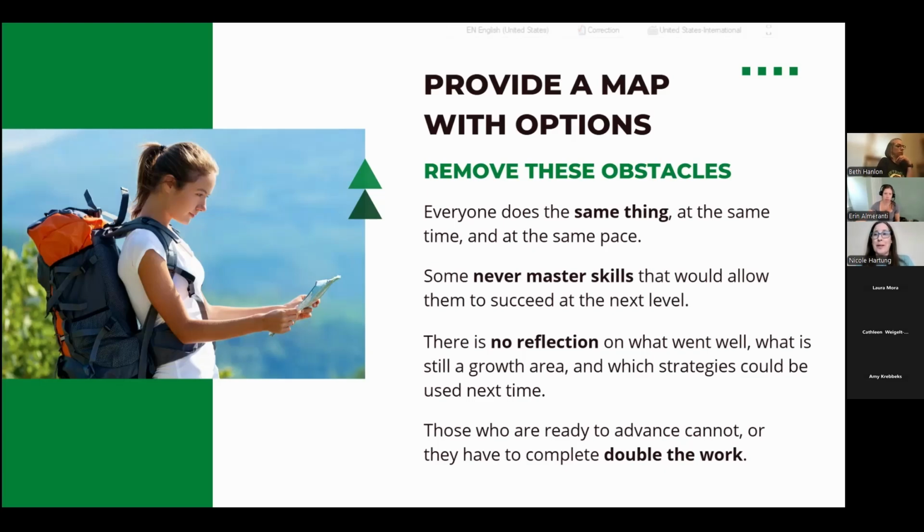As long as they are showing up to class and basically doing what you ask them to do, they cannot be left behind. We're going to remove the lack of reflection, right? There's no reflection on what went well, what is still a growth area, and which strategies could be used in the future to do a little bit better, to improve those skills. We're going to get rid of that.